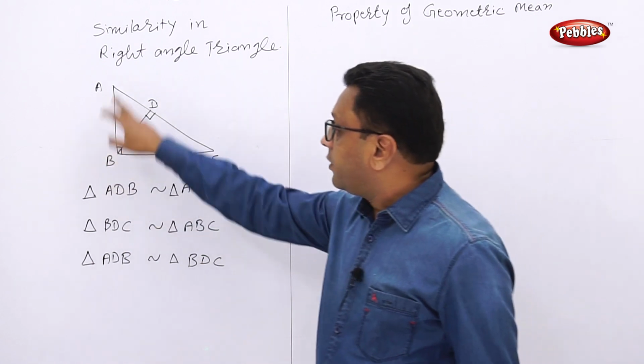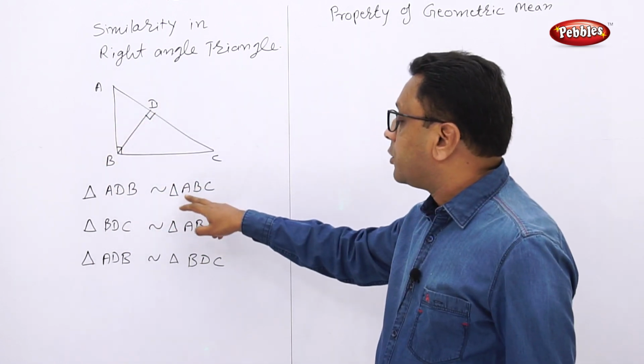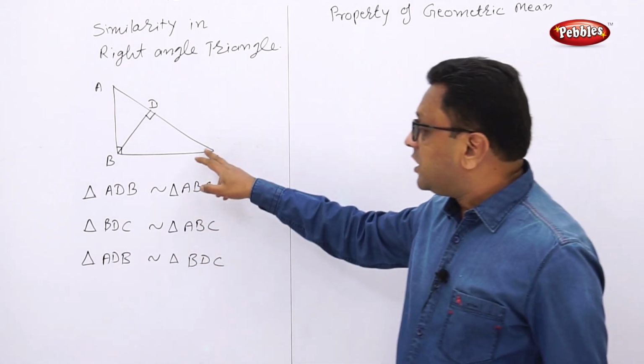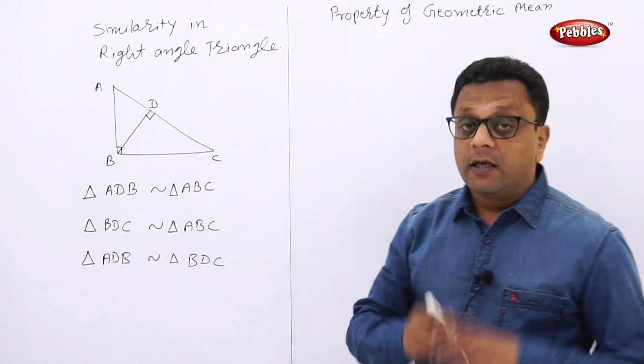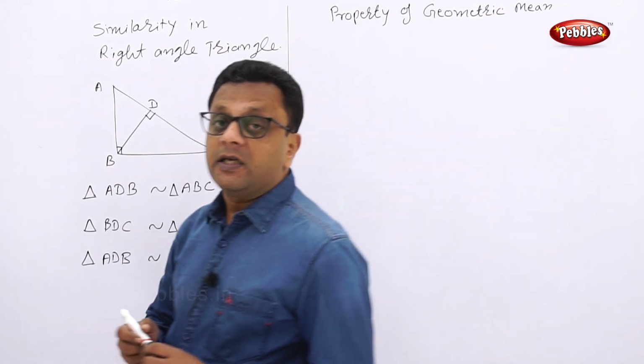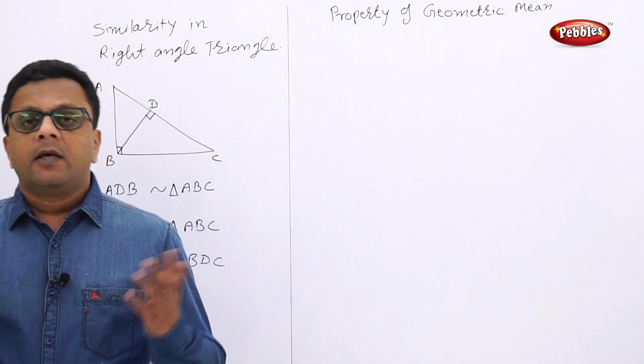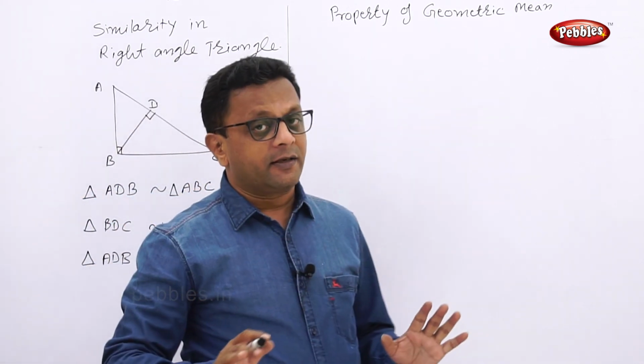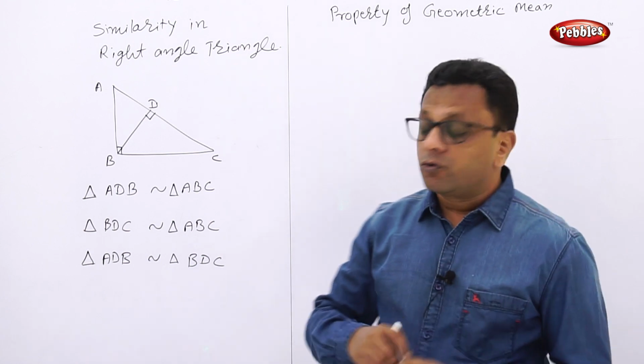You cannot write ADB is similar to ACB. You cannot write that. Why? Because C is not a right angle. Then these two triangles will not be similar triangles. See, practically both are the same triangles. But why should you not write like this?